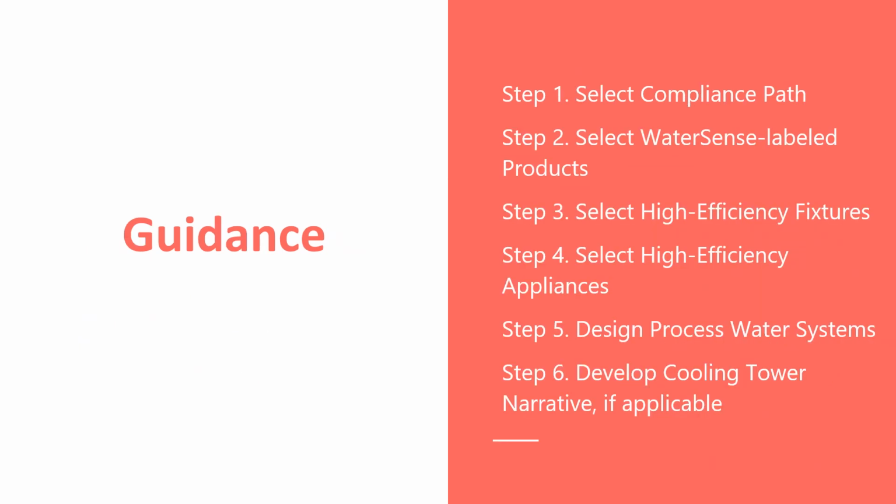We'll now go through the steps of guiding you through the indoor water use reduction credit. Step 1 is to select compliance path. Step 2, select WaterSense labeled products. 3, select high efficiency fixtures. 4, select high efficiency appliances. 5, design process water systems. 6, develop cooling tower narrative if applicable.